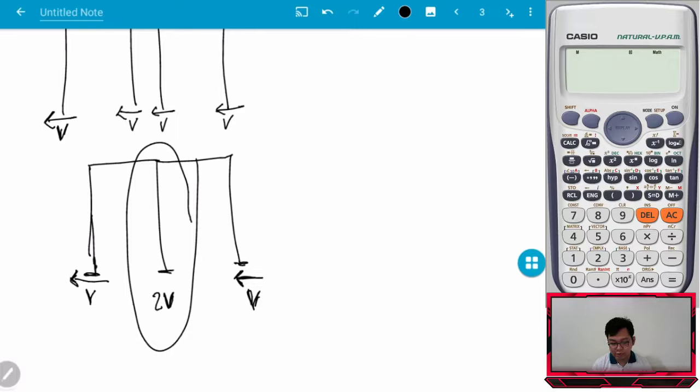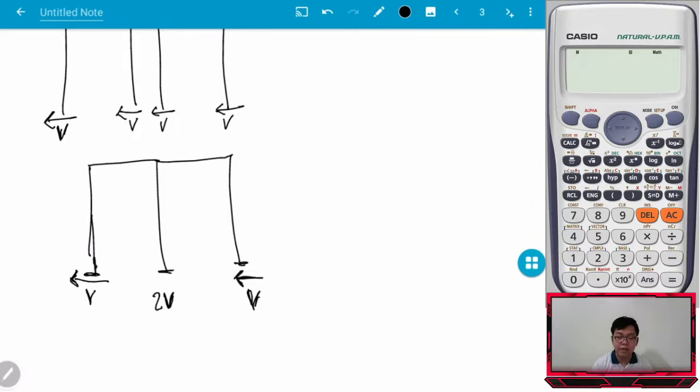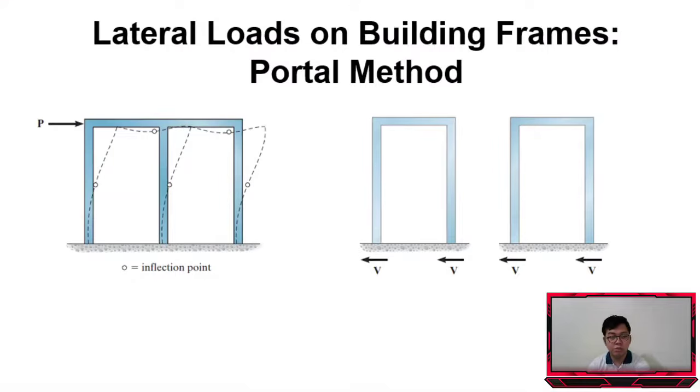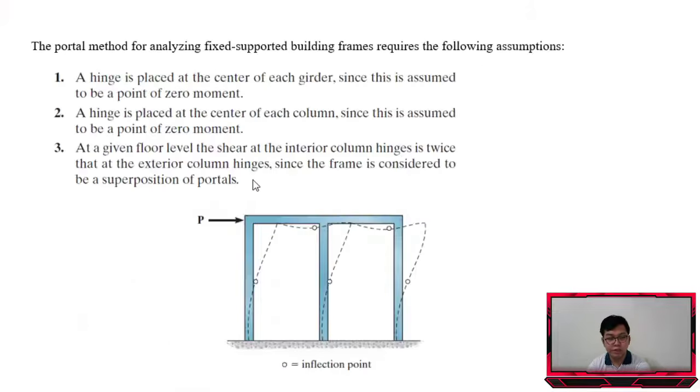Yan lang guys, actually, yan lang yung assumptions natin para sa portal method. And then you can actually solve yung mga reactions sa ibaba, sa base, using method of sections, yung equilibrium equations natin, vertical, horizontal, and moments. Now you can actually solve yung mga reactions natin using these assumptions. So ito yung nakalist. I think nilista ko dito yung assumptions natin. Ay, sorry. Yan. So anyway, yan yung mga assumptions natin.